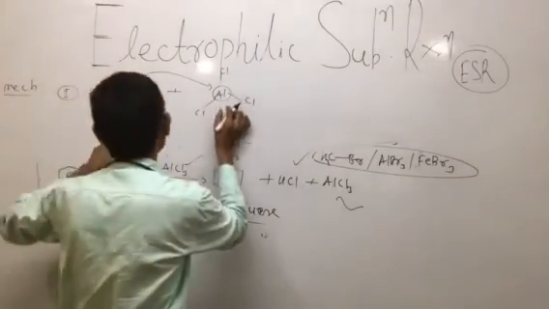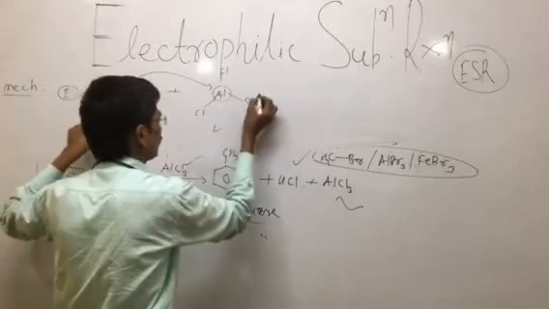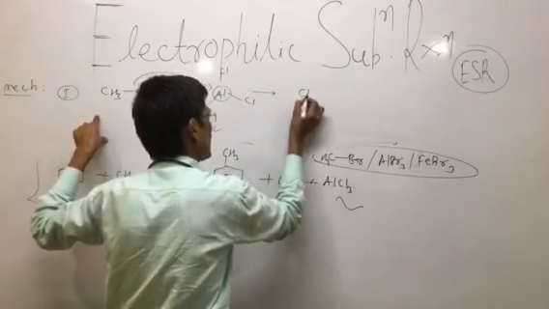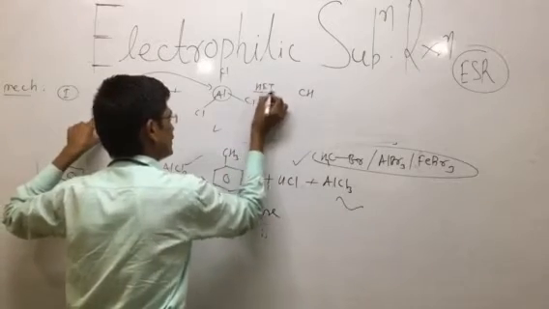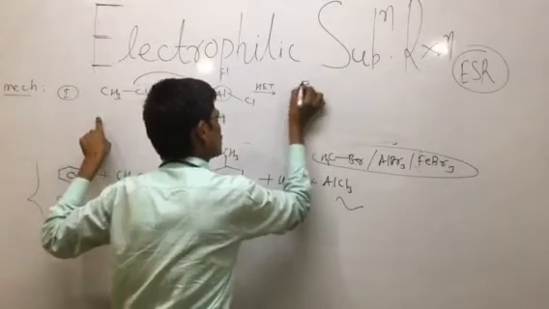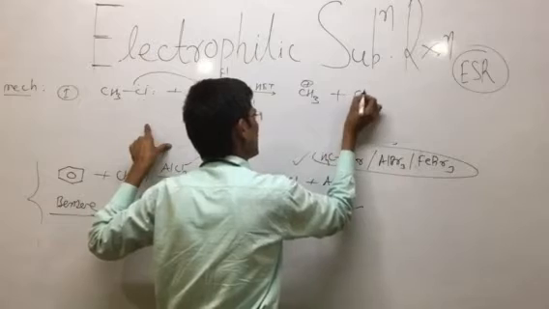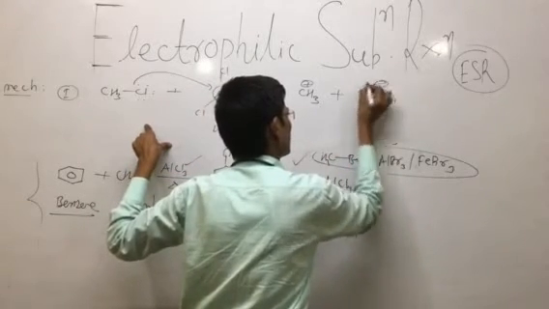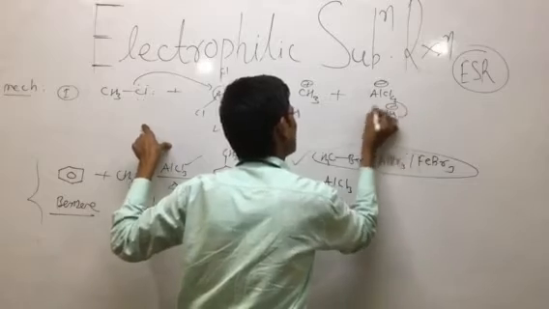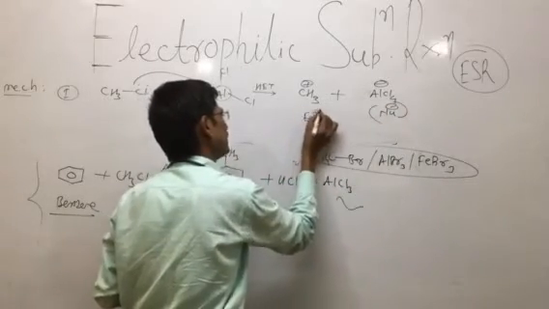So it obeys the incomplete octet rule, and this bond is broken heterolytically. This bond is broken by heterolytic cleavage, which I am writing here, and we get the formation of CH3 positive charge, the methyl carbocation, and AlCl4 negative. This acts as a nucleophile in nature and the other acts as an electrophile in nature.